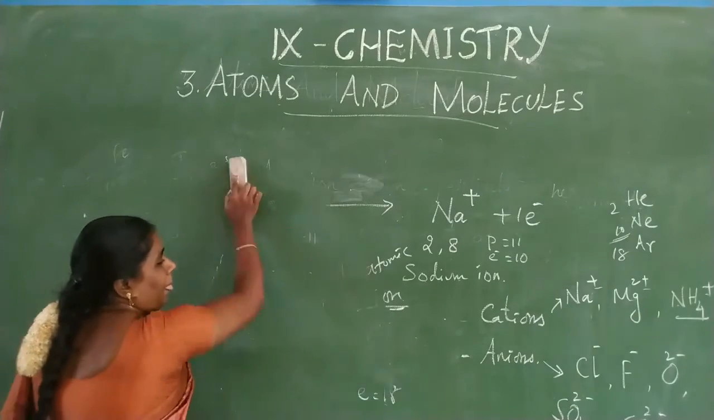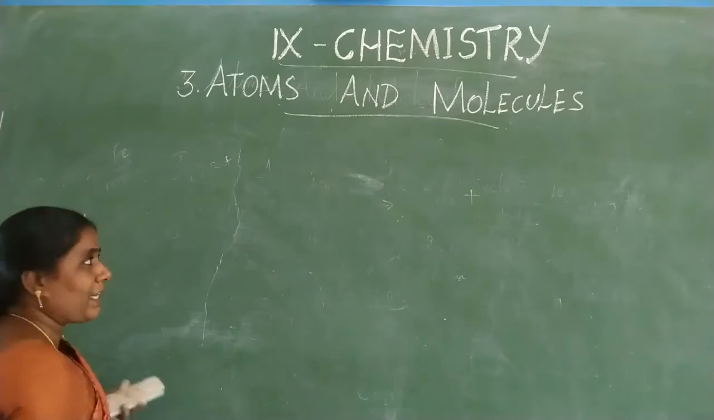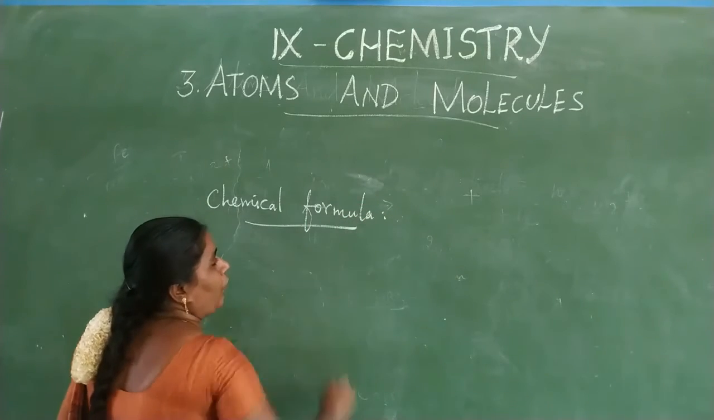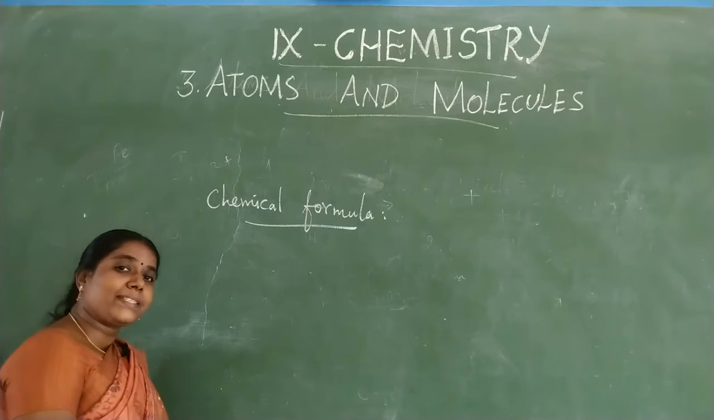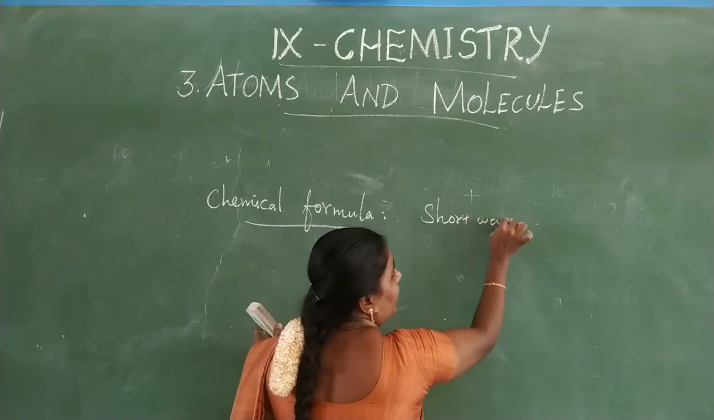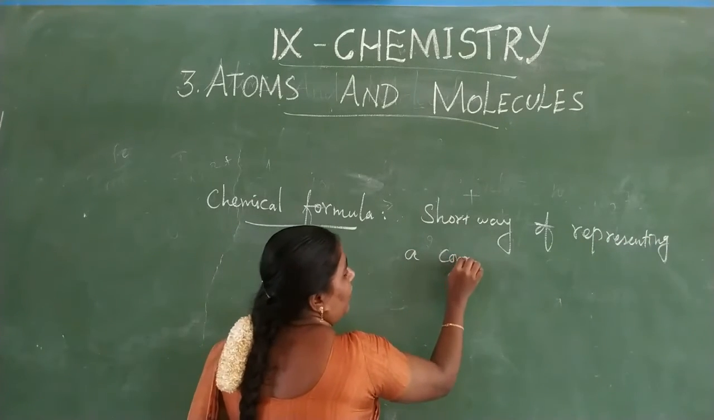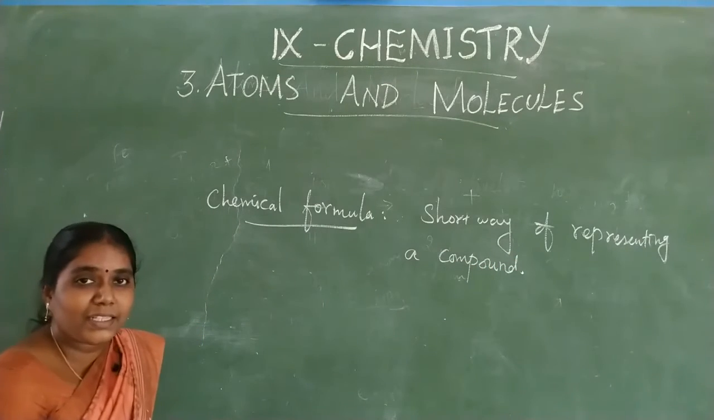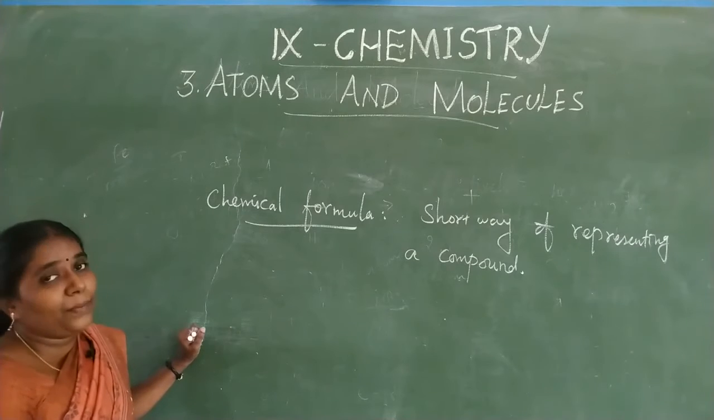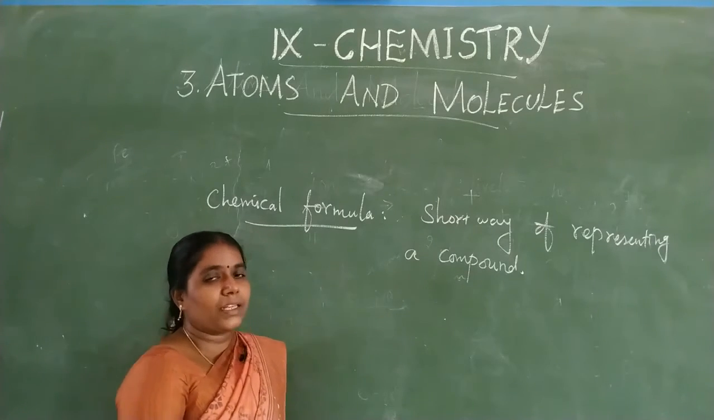Next, we are going to discuss chemical formula. Do you know what is meant by chemical formula? See, what is a chemical symbol we have already discussed. It is a short way of representing an element. This chemical formula is a short way of representing a compound or molecule. A chemical symbol is a short way of representing elements only. A chemical formula is a short way of representing a molecule or compound.